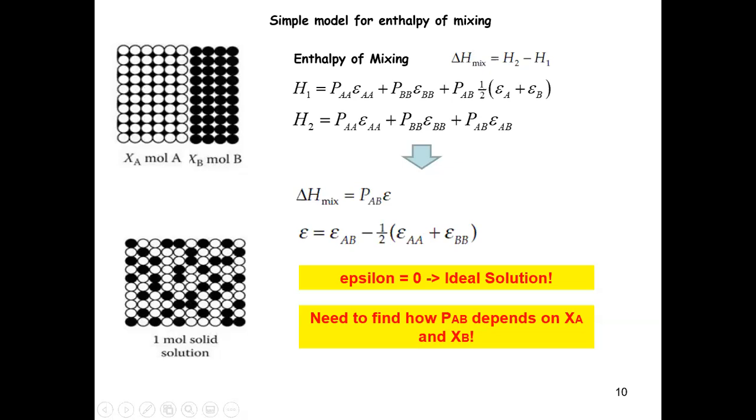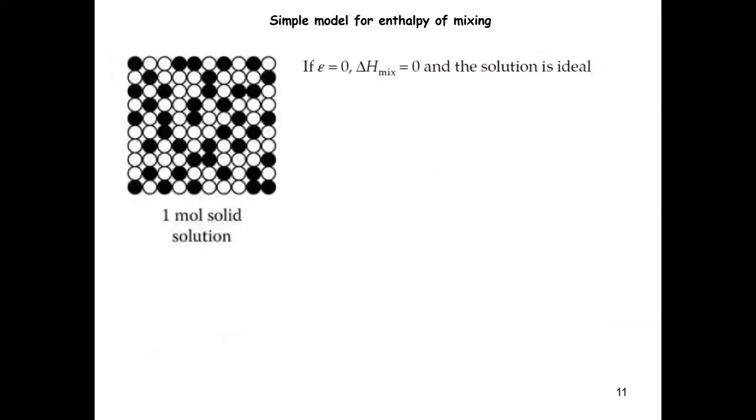Which we could have real values for those ones. If you go to a chemistry book, you can find these numbers. But again, we have been using a very idealized assumption. So, yes, if epsilon goes to 0, this is going to be the ideal solution. Okay, so the solution is ideal.